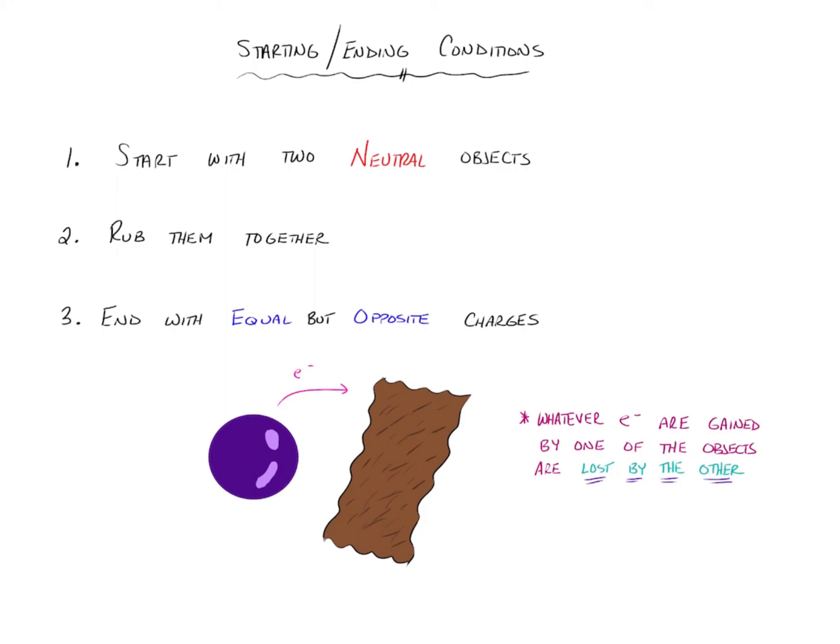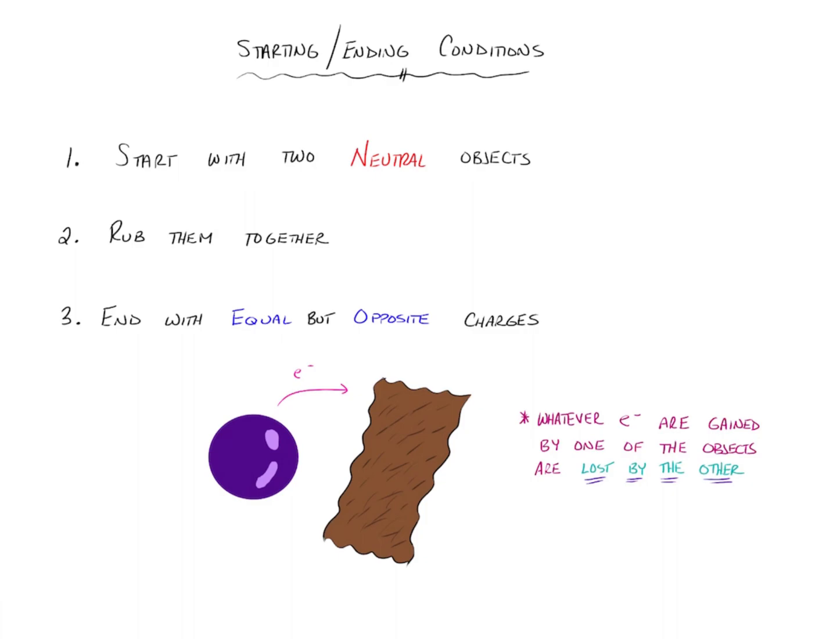And the reason for that is just like energy and momentum, electric charge is a conserved property, and it kind of makes sense because you can't create or destroy electrons. Whatever electrons one object loses are the electrons gained by the other. So if one of these objects ends with -2 microcoulombs, the other one has to end with +2 microcoulombs because whatever electrons one of the objects gained was lost by the other object.